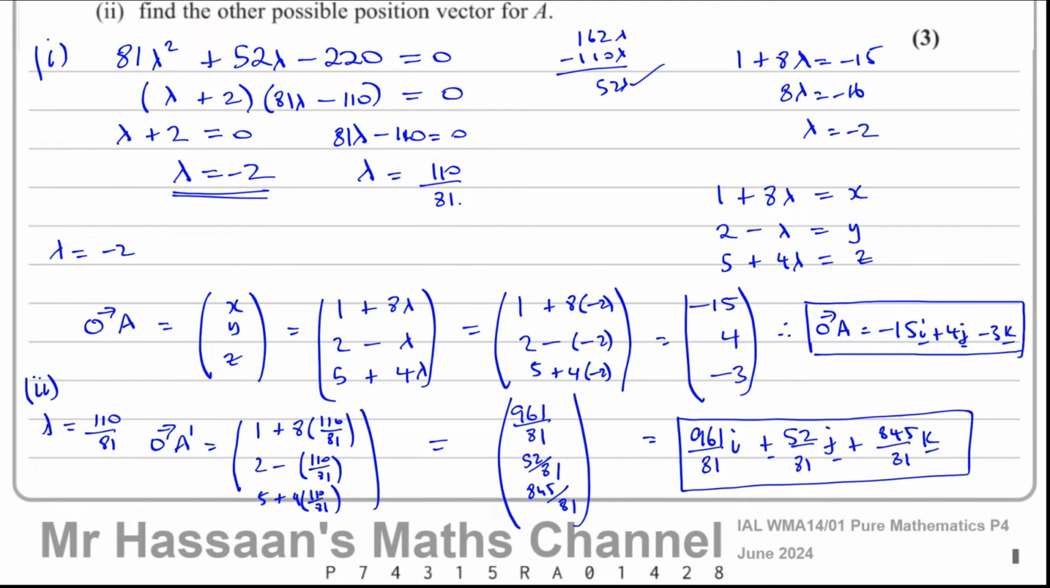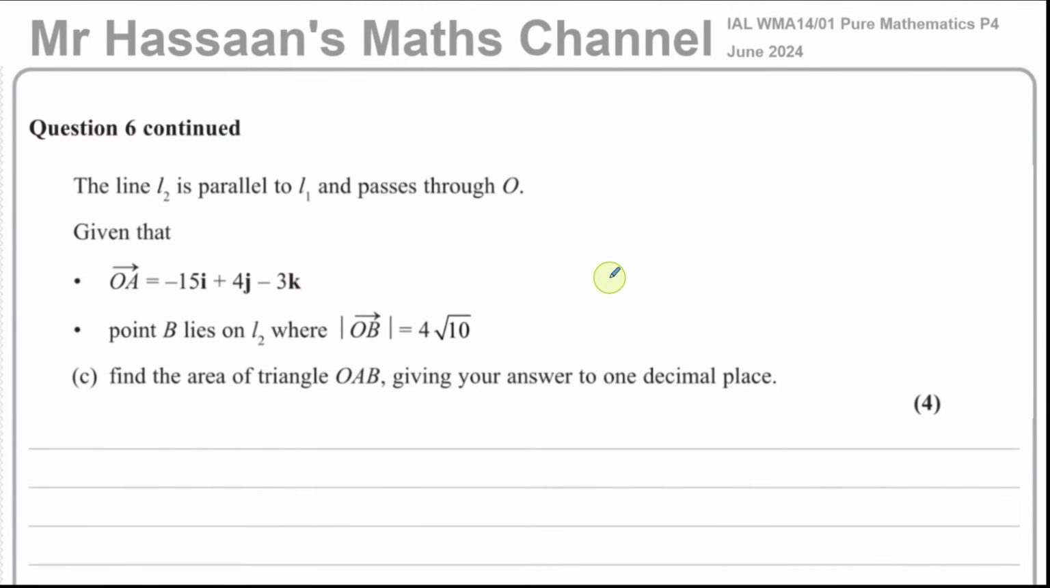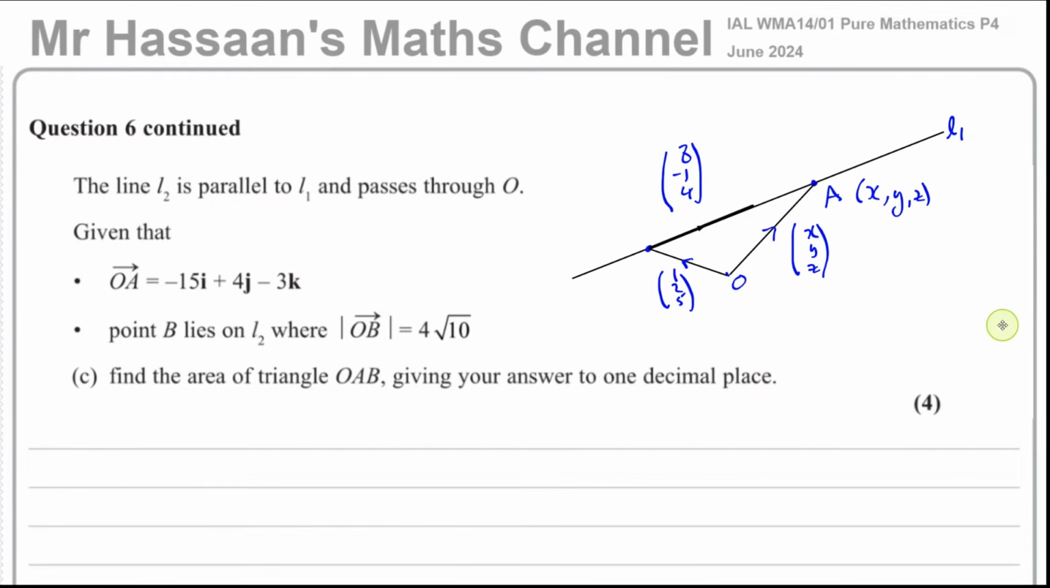Now that's part B, 1 and 2 done. Now to part C. So it says here the line L2 is parallel to line L1 and passes through O. I'm going to just bring the diagram across. Okay, so now it says, given that OA is minus 15i plus 4j minus 3k, and that point B lies on L2, where the magnitude of OB is 4 root 10, find the area of triangle OAB.